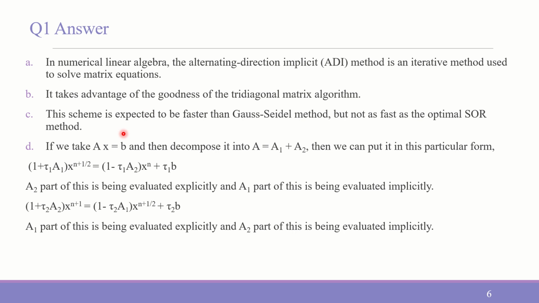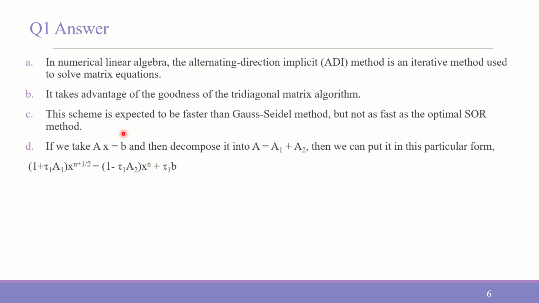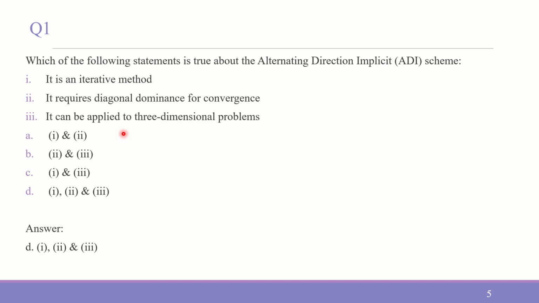So that is known as the alternating direction implicit method, which is an iterative method, and we can extend it to three dimensions as well. It requires the diagonal dominance condition for convergence. That is true. It can be applied to three-dimensional problems as well. So all three statements are in fact correct. So the answer is option D, that is 1, 2 and 3.